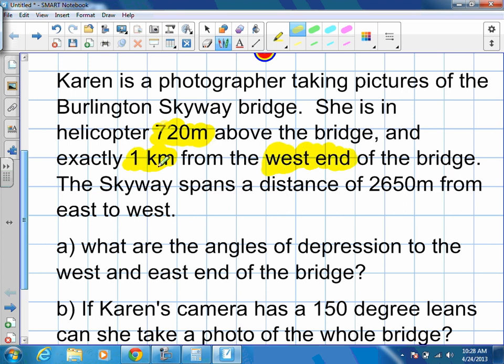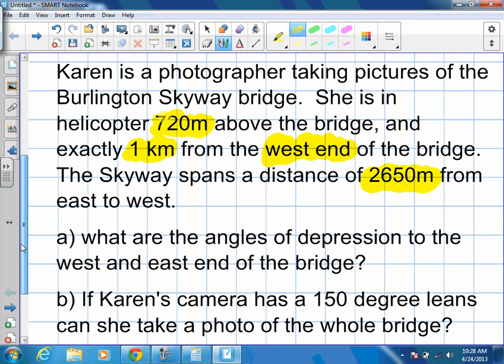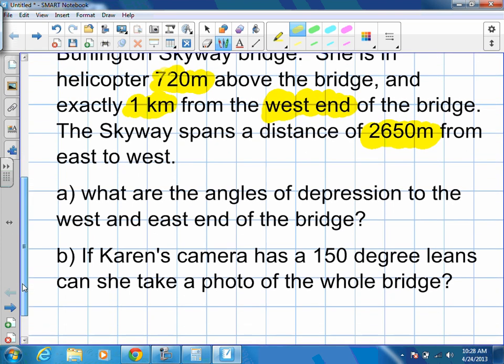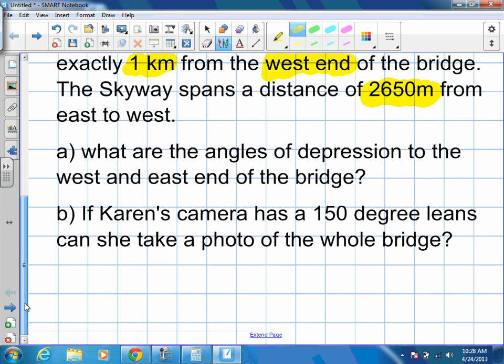First of all, meters and kilometers are different units, so we're going to have to do some converting in this question. And the Skyway spans a distance of 2,650 meters. Again, that's the entire distance. That's all important information when we go to create our picture. The very first question says, what are the angles of depression to the west and east end of the bridge?